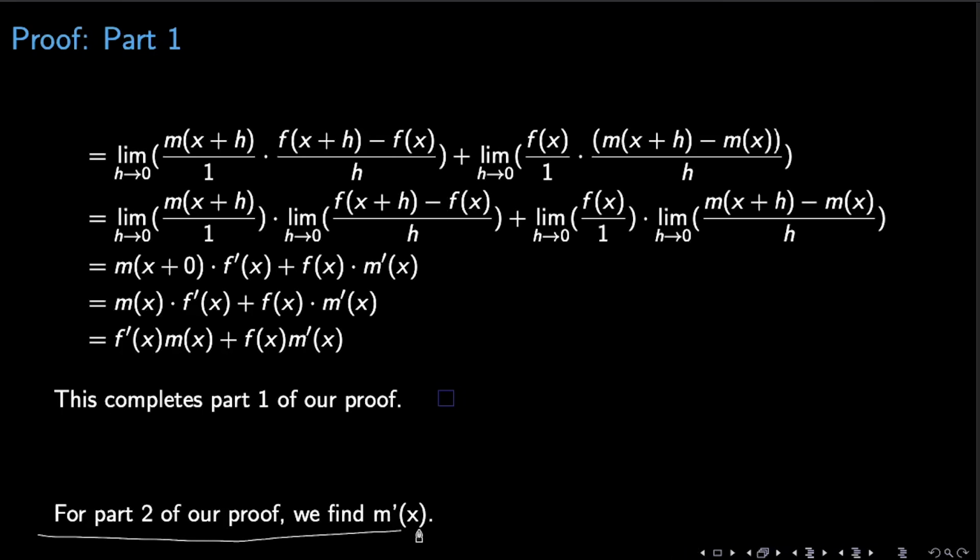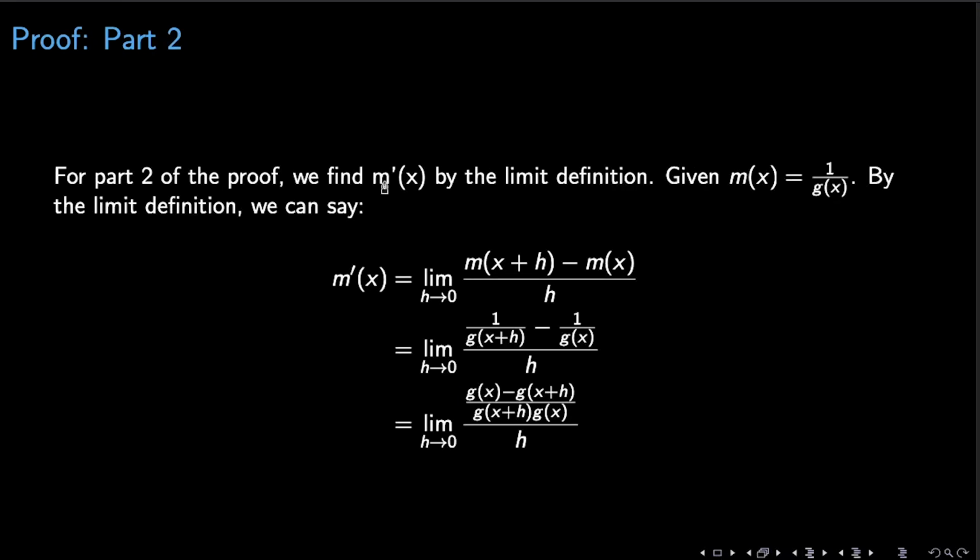For part 2 of our proof, we want to find m prime of x, so we can finally express j prime of x with respect, of course, to f of x and g of x. We find m prime of x by the limit definition. Remember, in the first part of the proof, we let m of x be equal to 1 over g of x. So by the limit definition, we can say that m prime of x is equal to this limit definition for derivatives, and then simply substitute our values.